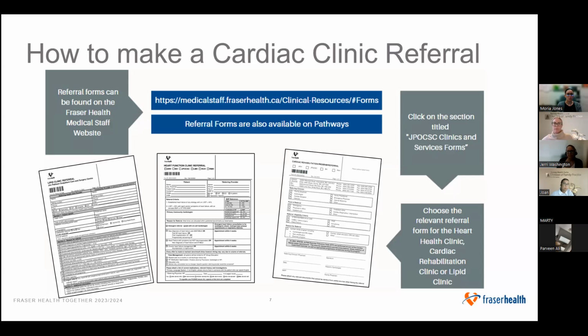Just of interest, we receive approximately 60 to 80 referrals per month. Most of our referrals come from the hospital as well as from the family physicians and from cardiologists. Our clients are with us for approximately 6 months, and I will talk about that later.